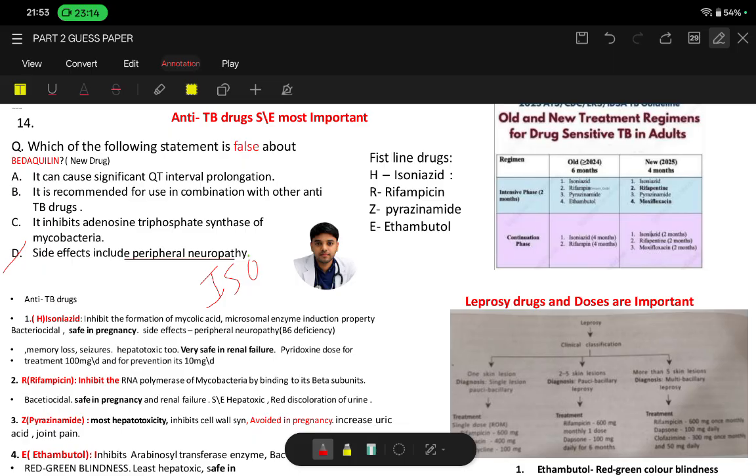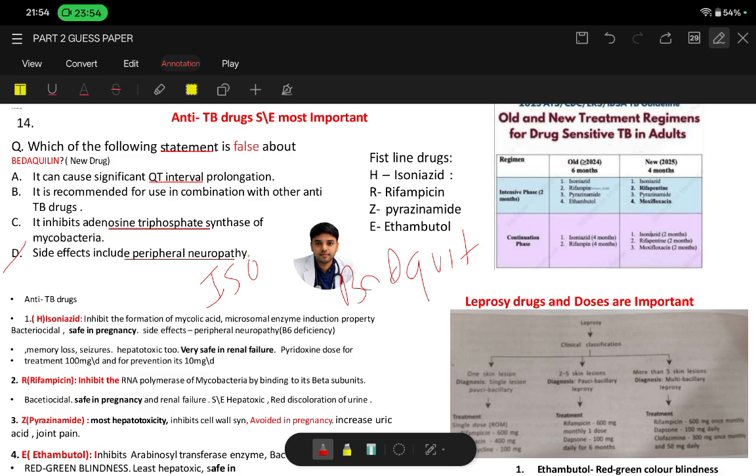So see, tell me, bedaquiline, you have to learn. Bedaquiline means QT. See, bed QT. Okay, bed QT. So what happens? It causes significant QT interval prolongation. What is the mechanism of action of bedaquiline? It inhibits the ATP synthesis of the bacteria. Okay, these are the questions they will ask you from bedaquiline.